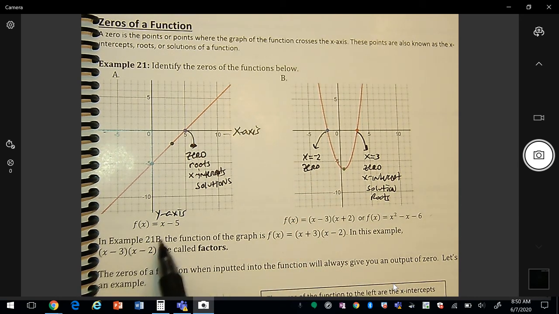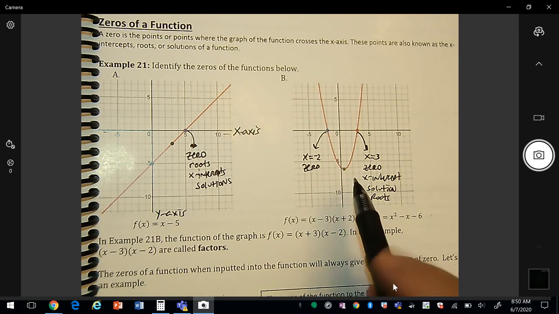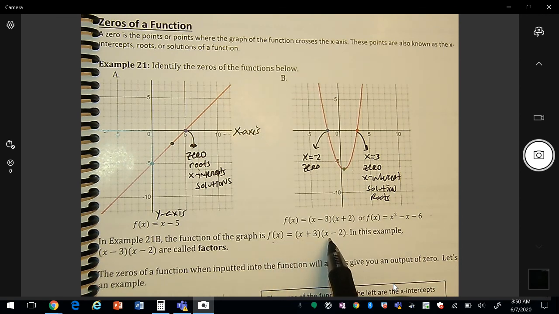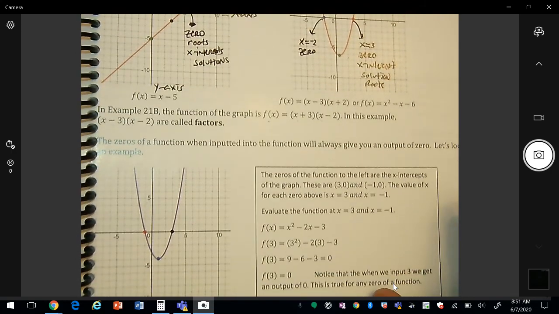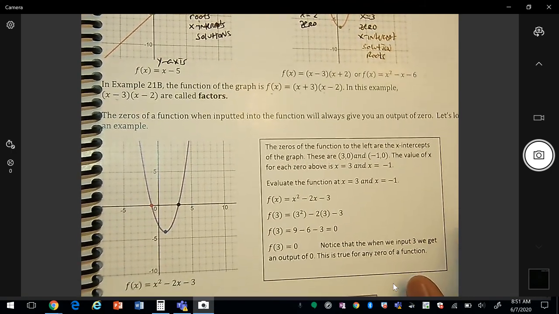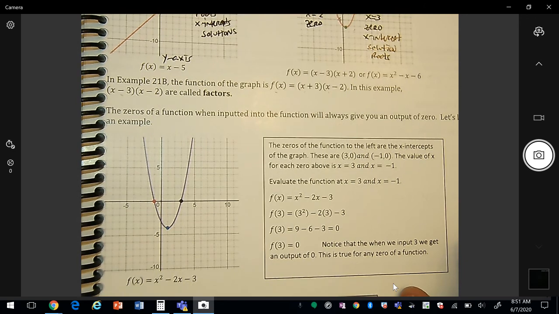In example 21b, the function of the graph is f of x equals x plus 3 times x minus 2. In this example, these two parentheses, we call them factors. The zeros of the function when inputted into the function will always give you an output of 0.